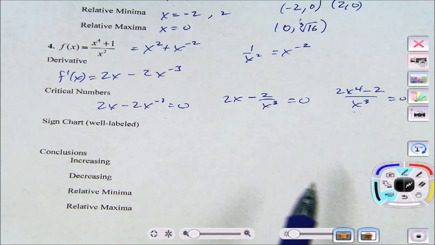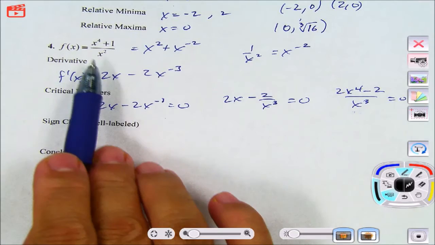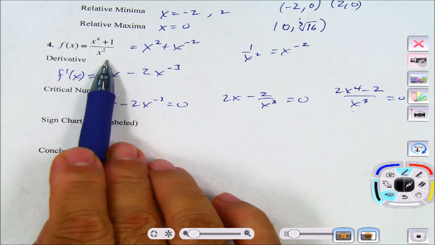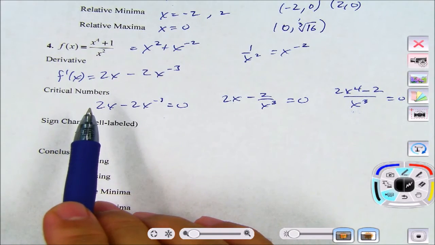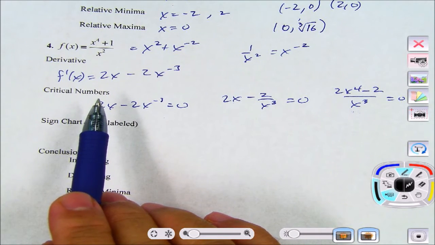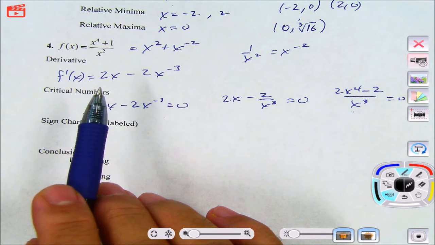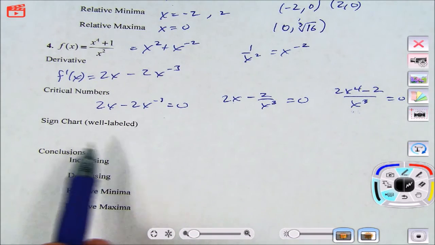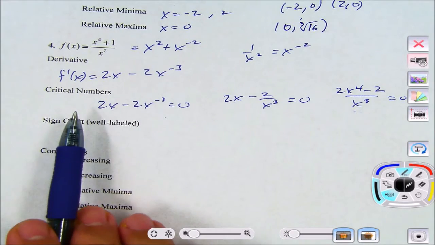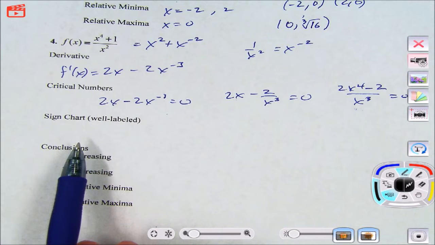But here's the bad news. You still have to make it part of your sine chart. You want points of discontinuity to be part of your sine chart. Not just critical numbers, you want to include points of discontinuity, because weird things happen when it's not continuous. So I say again, when you make a sine chart, you're not just including critical numbers, you're also going to include where it's not continuous.